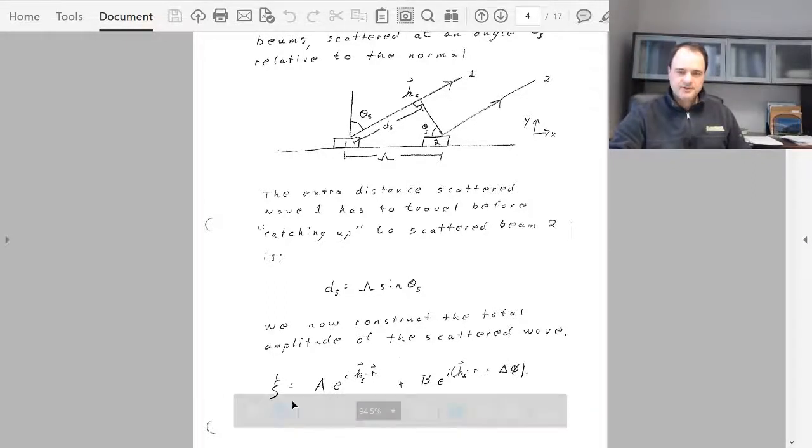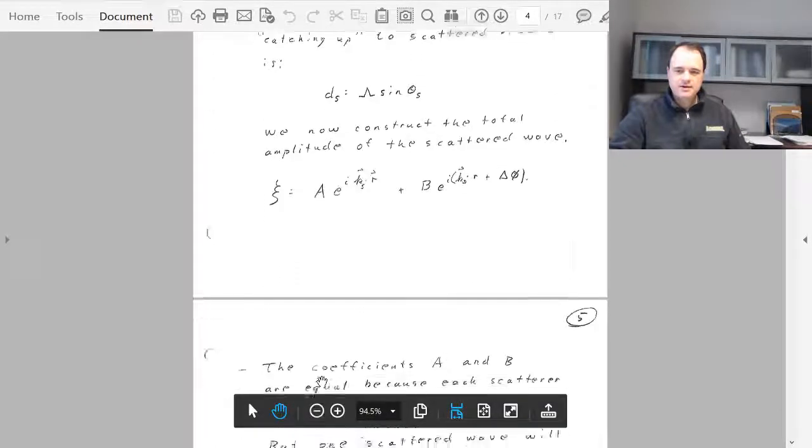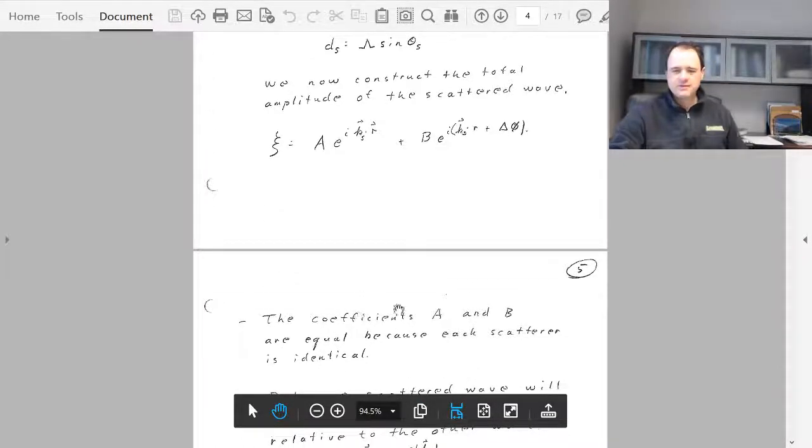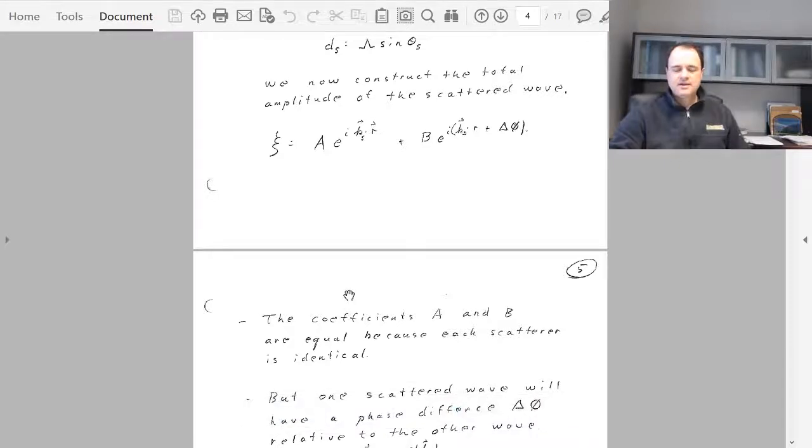Well, first of all, we can get rid of A and B quite easily. Not get rid of them, but we can say some information about them, because we are assuming identical scatterers, things that scatter with the exact same efficiency, and are identical scatterers, period. So the coefficients A and B are equal because each scatterer is identical. So we just replace B with A because each coefficient out here in front is equal.